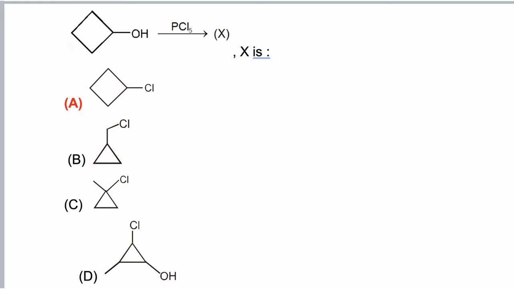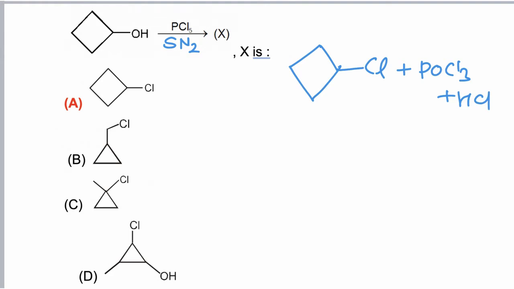Reaction of an alcohol with PCl5 takes place via the SN2 mechanism. So in this case, an alkyl halide is formed along with POCl3, plus HCl. So the correct answer is A: POCl3, HCl, and a 2-degree alkyl halide are formed during the reaction. The reaction is SN2, so there is no possibility of rearrangement, and hence option A is correct.